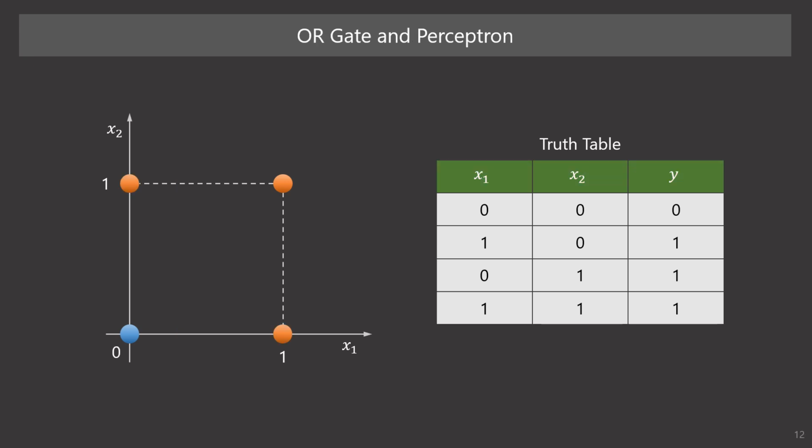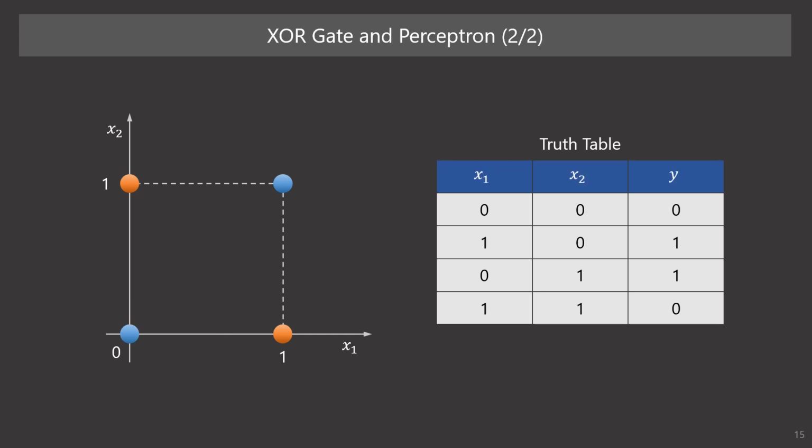Next, let's consider a case of OR gate. The figure depicts OR gate, summarized by the truth table. 3 of the 4 dots output 1, and only 1 dot outputs 0. In this case, we can find a straight line that classifies the orange dot and green dots. So, we can say that a perceptron can create OR gate. Similarly, we can say that a perceptron can create NAND gate. It is obvious because the outputs of NAND gate are the exact opposites of those of AND gate.